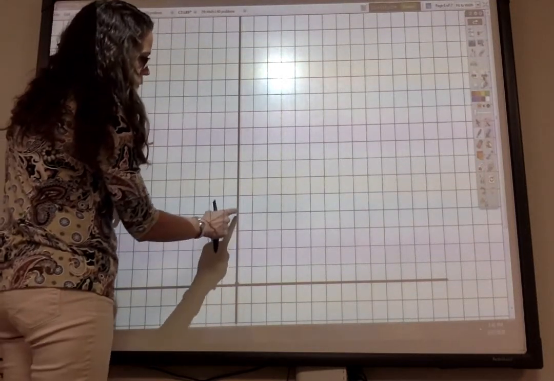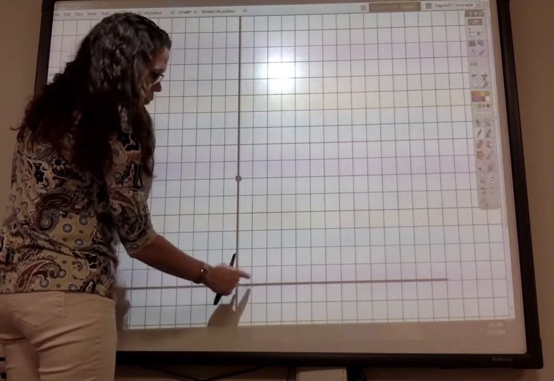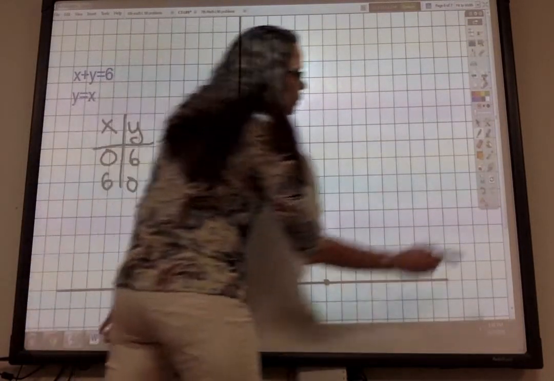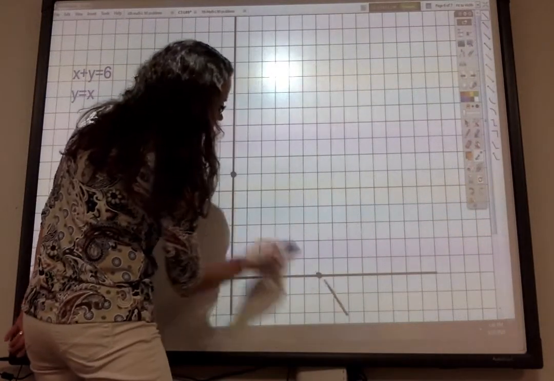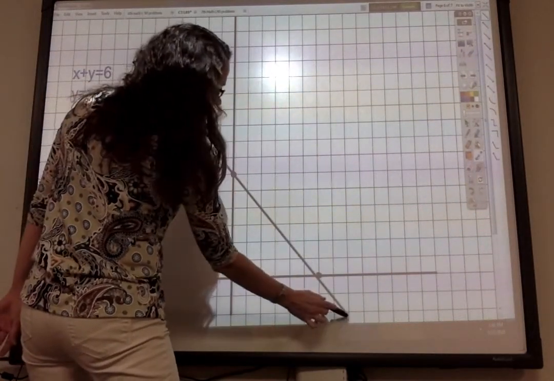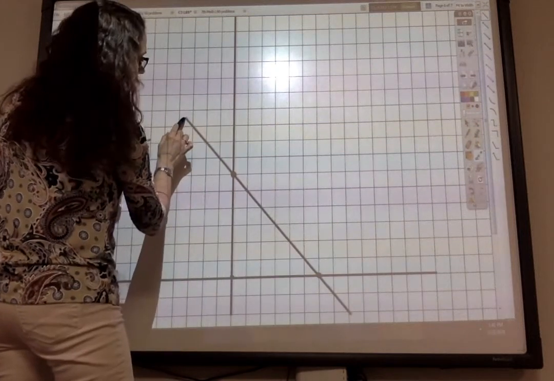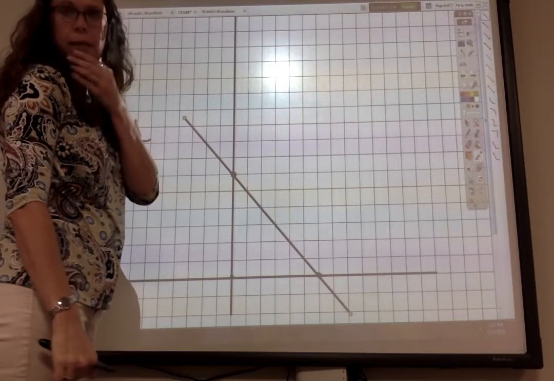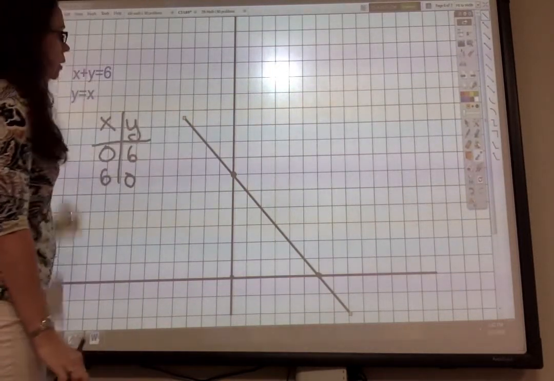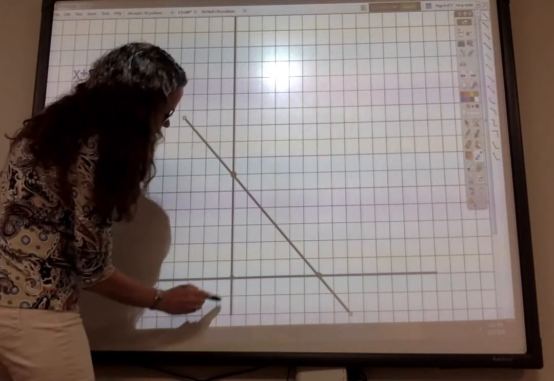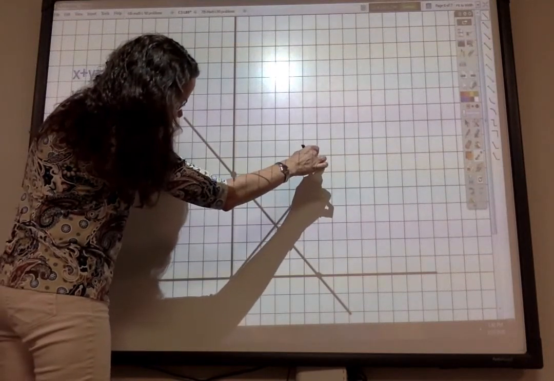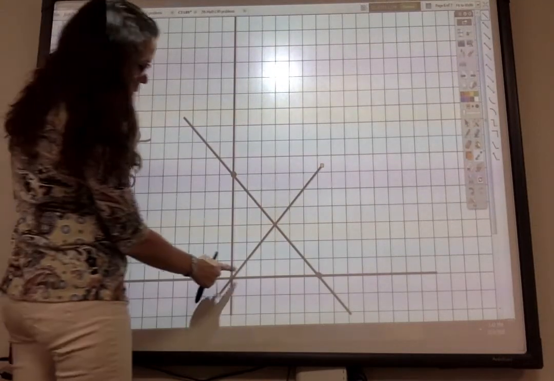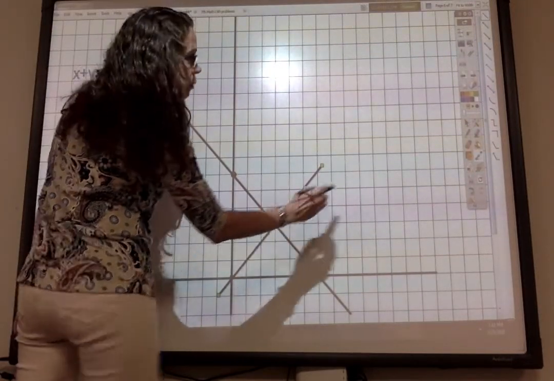1, 2, 3, 4, 5, 6. 1, 2, 3, 4, 5, 6. You can create that line. It's important that your lines are very, very straight when we do these graphing systems. And then our other line is y equals x. And the solution is at 3, 3.